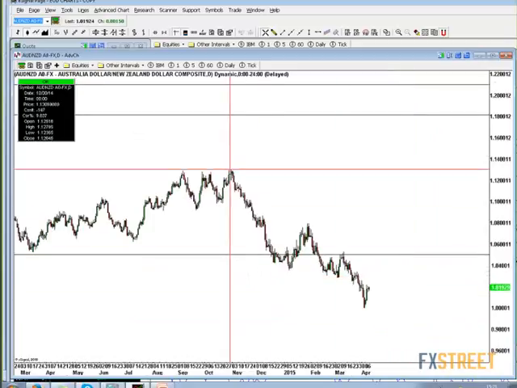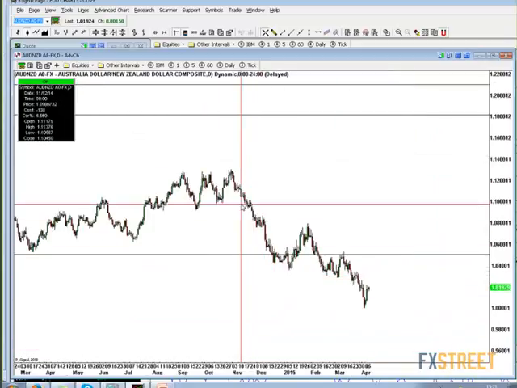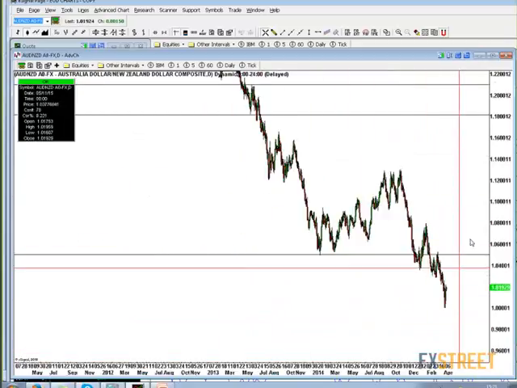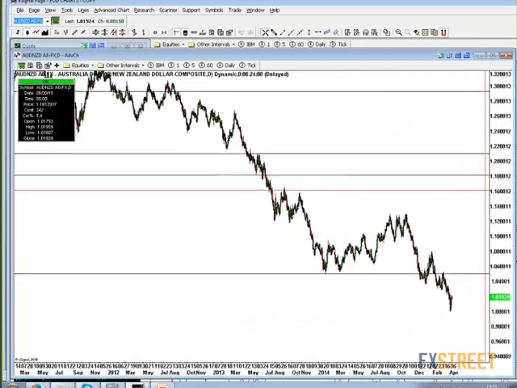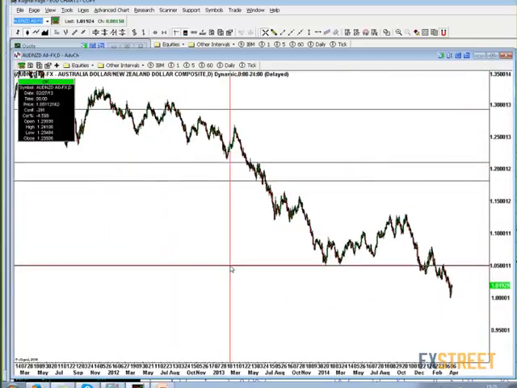This has been trending downwards for a long time, since November, but from a more macro, bigger time frame perspective, ever since 2012.